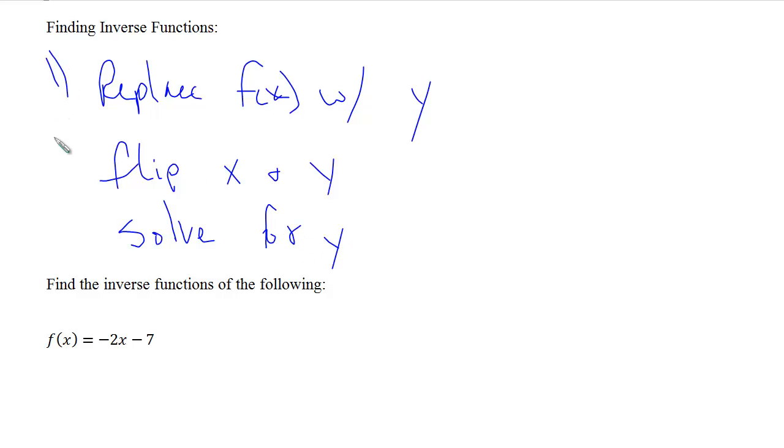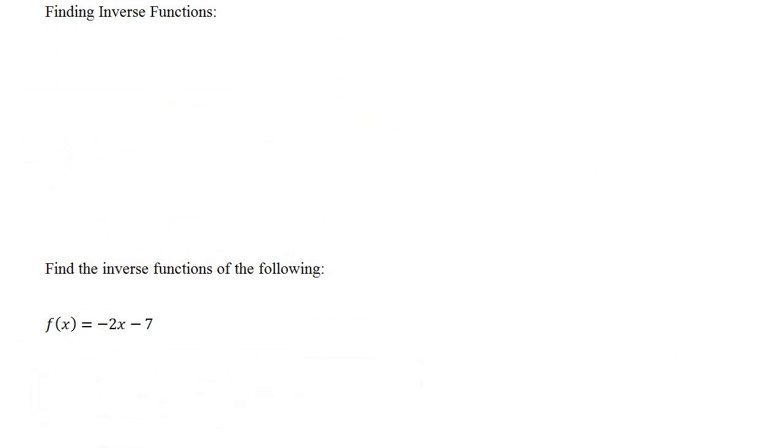So here's 1, 2, 3, and you'll see what that looks like. Get rid of the function notation, just put in y, it just makes our life simpler. And then we switch or flip the x and the y, we change them. Change the x to the y, y to the x, and then we solve back for y. That finds us the inverse.